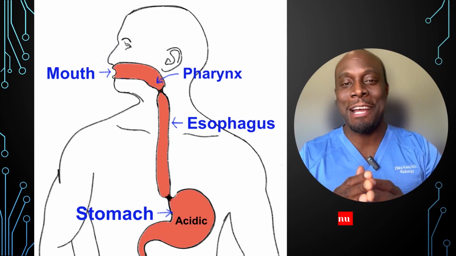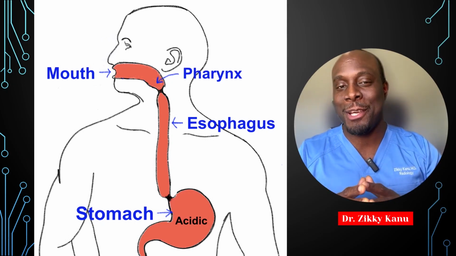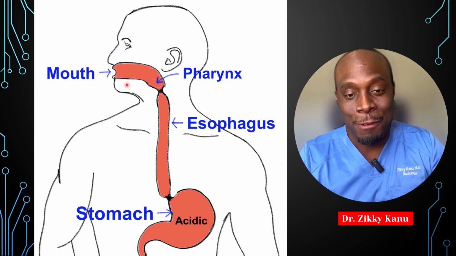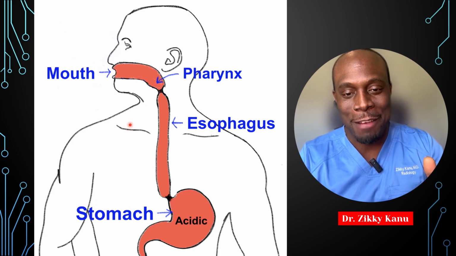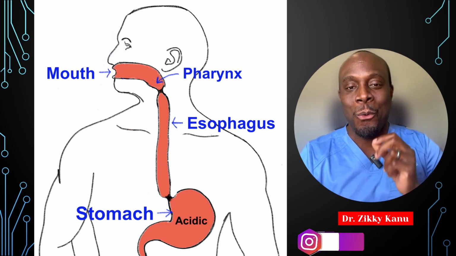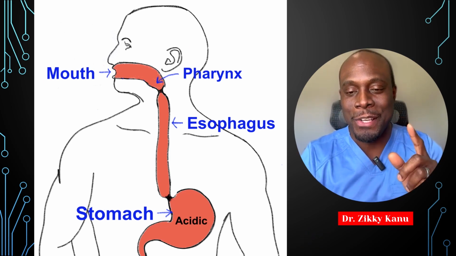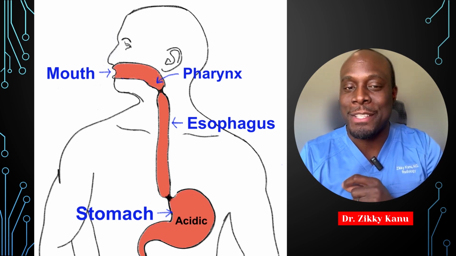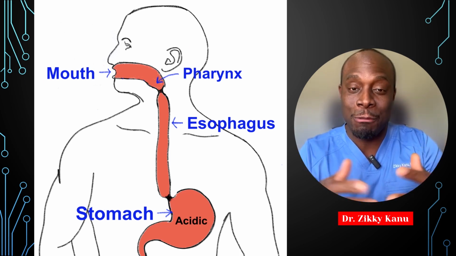All right, before we dive in, let's review the basic anatomy of the upper digestive tract. The upper digestive tract is made up of the mouth, the pharynx, which is a small tube that connects the mouth to the next level, the esophagus. We'll call that the food pipe, and then the stomach. One important point to remember is that the stomach environment is very acidic. This acidic environment helps the stomach break down the food that you eat.